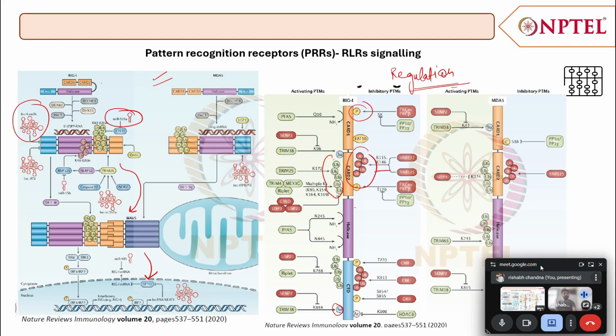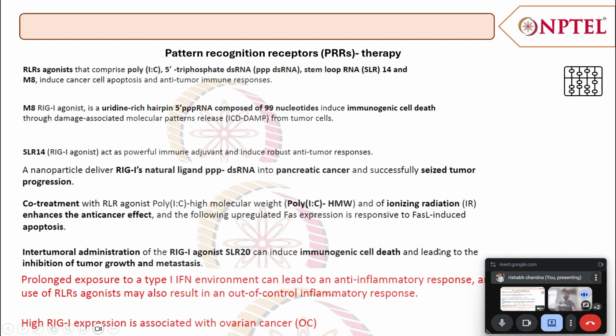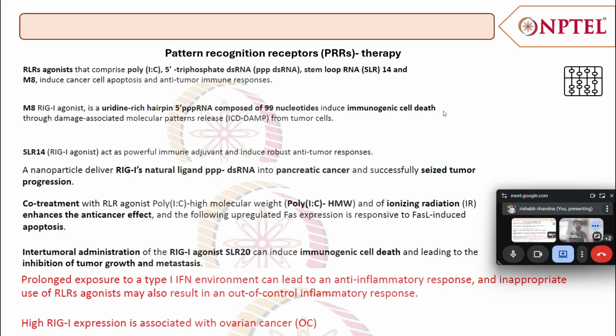Okay, so now moving on to how these receptors can be used for therapeutic purposes. For example, the RLR agonists. So agonists are basically those molecules that can activate the receptors.